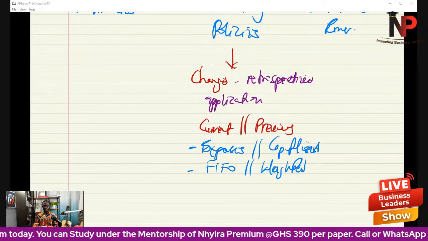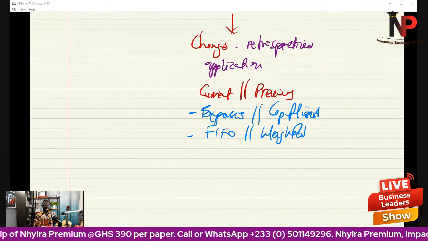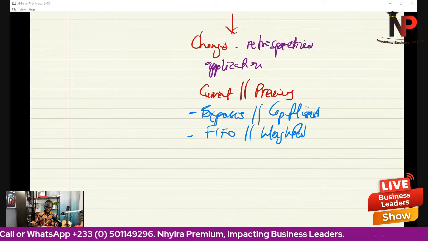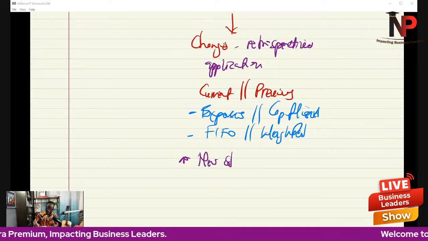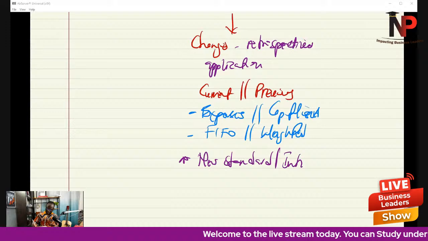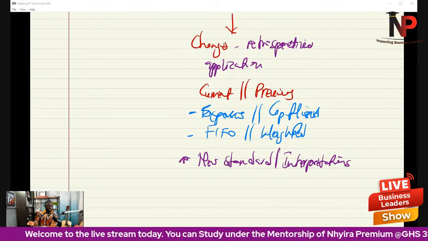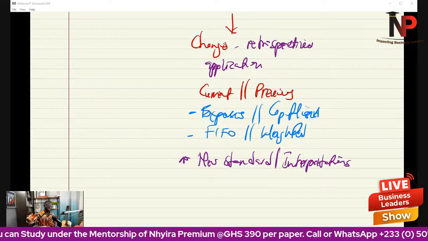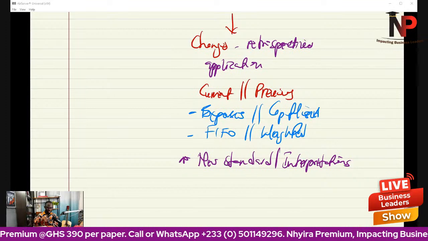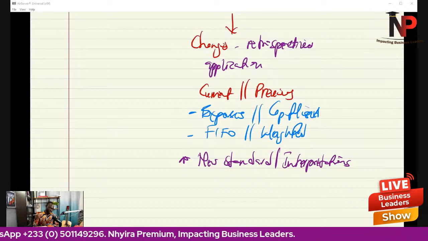But then you must understand that there are conditions that must be satisfied before an entity can change its accounting policy. Number one, if there is a new standard about the treatment of that transaction, or a new interpretation by the International Accounting Standards Board, then we have to change our accounting policy. So you don't just get up and say, this year we've done this, so next year we'll do this. No, you don't go with your feelings. There are guidelines. So if there is a new standard, you go by that, or a new interpretation by the International Accounting Standards Board and its interpretation committee, then you need to change the policy.